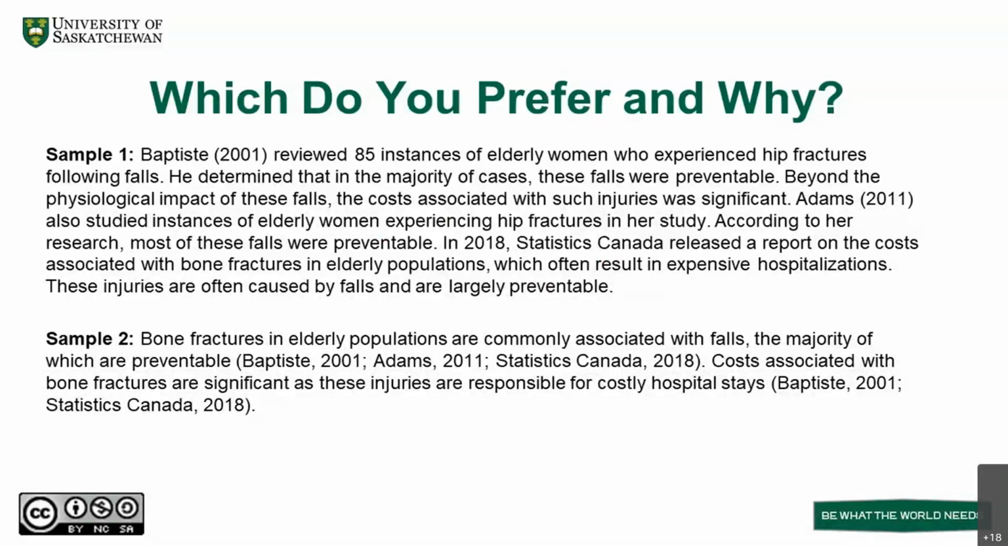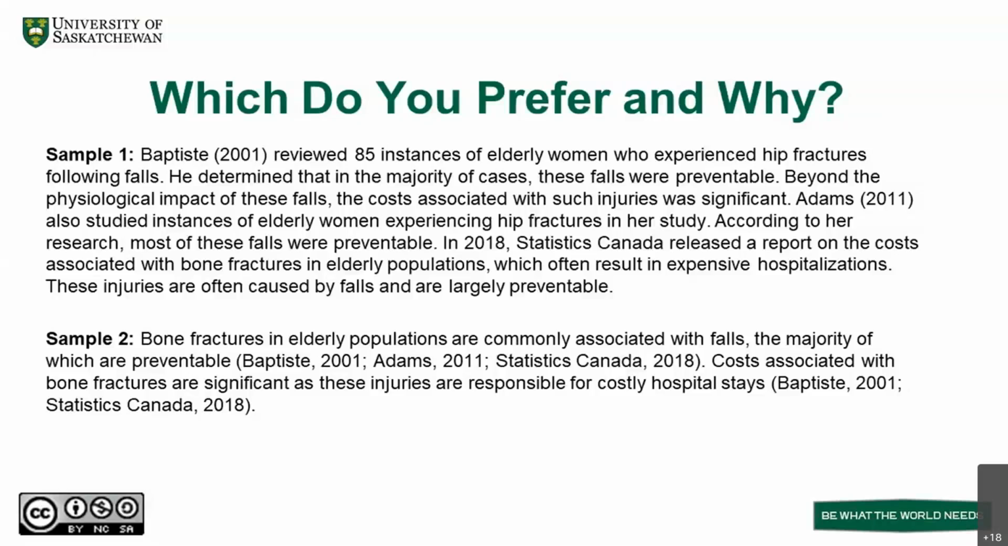We do lose a little bit of information from sample 1. We don't have reference to the sample size, for instance, in the Baptiste study, but we have far less repetition, which when space is at a premium is so important. And when we want to engage our readers, often they are going to prefer something that is a little bit more concise.